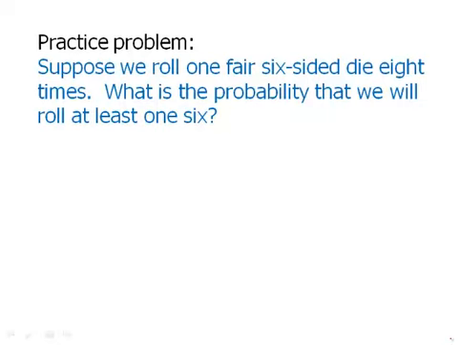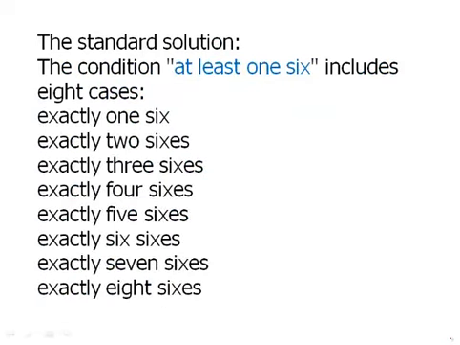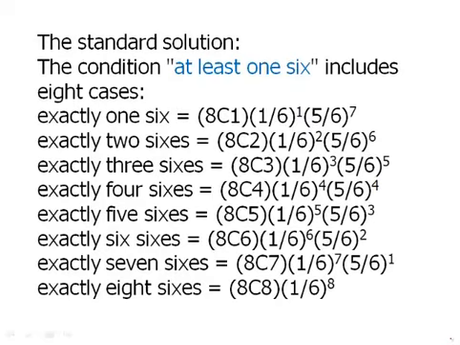So first, just so you appreciate how much time we will save, I'm going to show you this more lengthy, straightforward method, so you get an idea of what's involved. So, the standard solution: the condition at least 1 six includes 8 cases. We could get exactly 1 six, or we could get more than 1 six. So any of the numbers from 2 through 8 are also included. These are the number of dice that could show up with a 6 on it. And again, these are not all equally likely, but it doesn't matter. All of these are possible cases. Each one of these 8 cases is a binomial calculation. So that means we'd have to do 8 different binomial calculations.